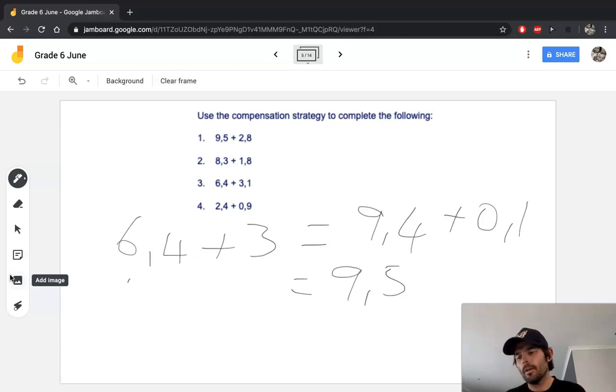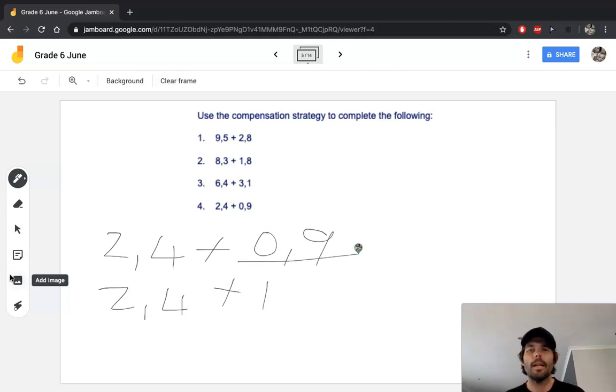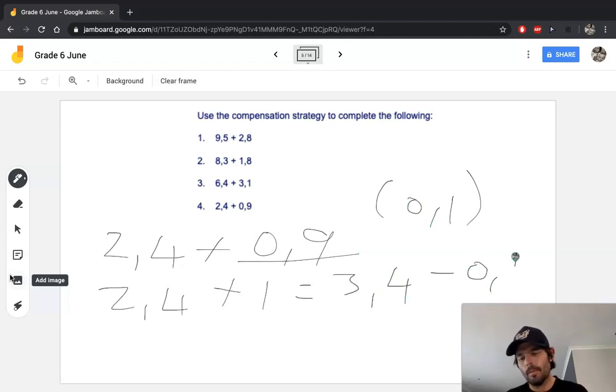2,4, we're rounding 0,9 off to 1, a whole number. So we're going to say 2,4 plus 1. We've given 0,9 an extra 10th. And now I must simply take that 10th off, and that's going to give me 3,3. Okay, so that's the compensation strategy with adding decimals.